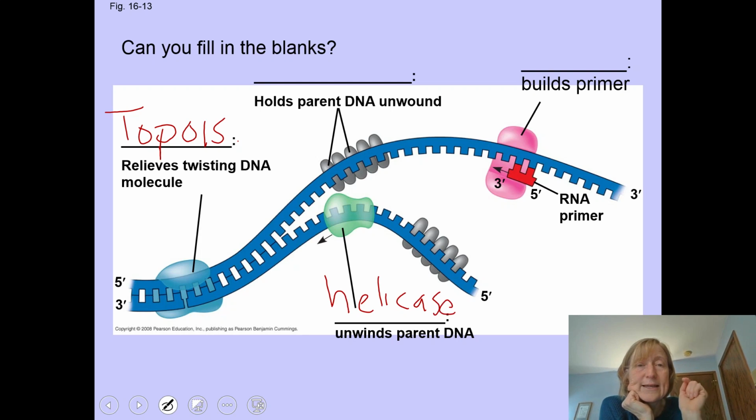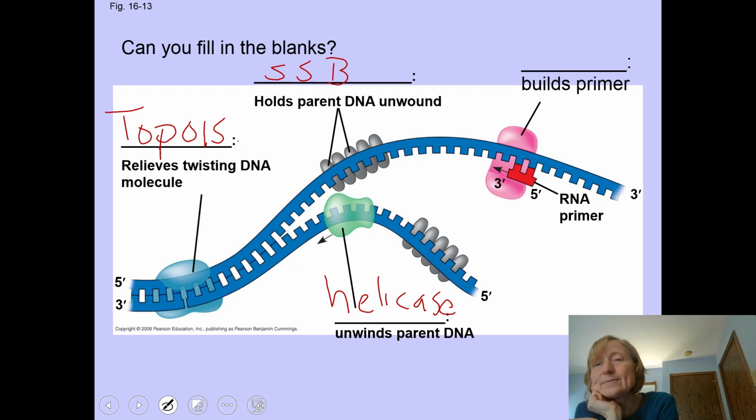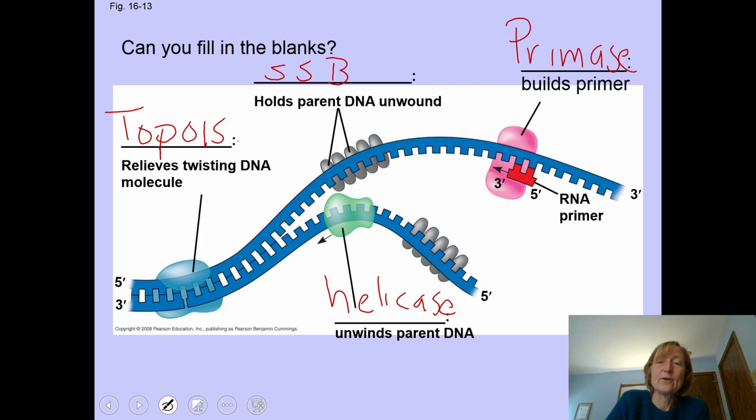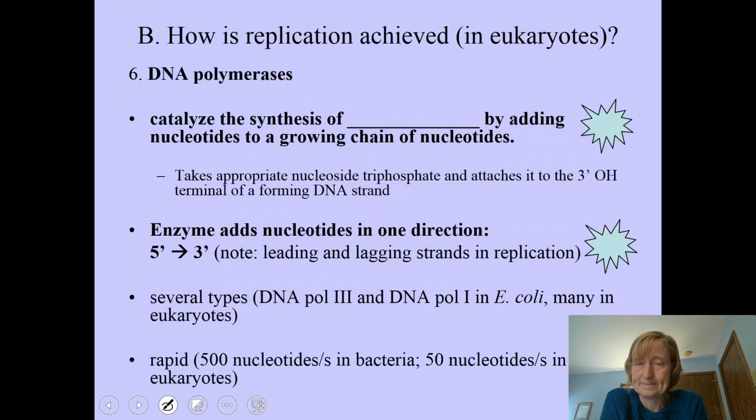The helicase unwinds the parent DNA. The single-stranded binding proteins hold the parent DNA unwound, and primase, an enzyme here that's shown in red, builds a primer. And notice that our primer is being built in the 5' to 3' direction on that strand. Now we're finally ready to build new DNA. And what we use to build new DNA are DNA polymerases.